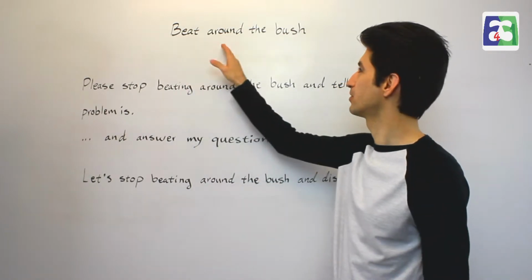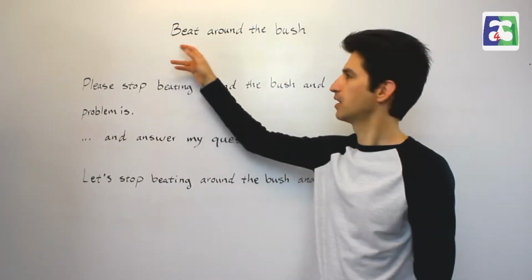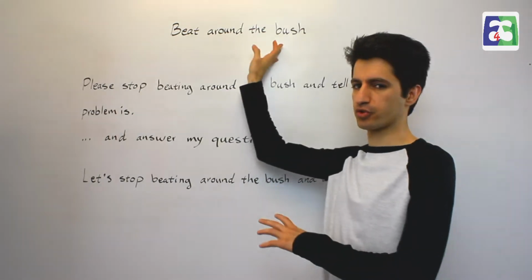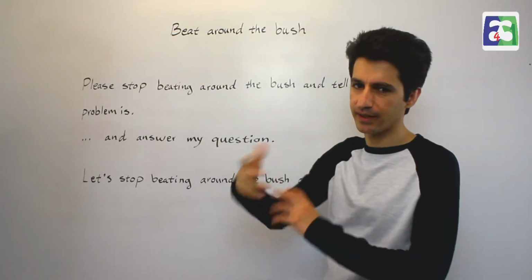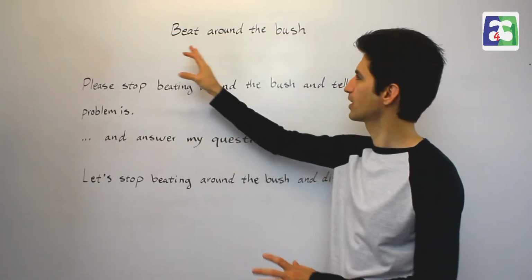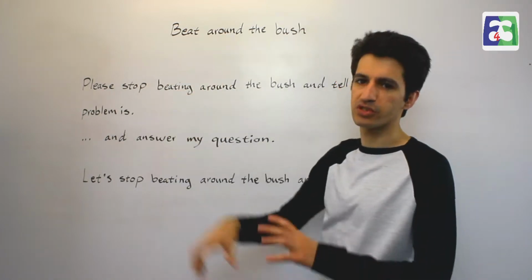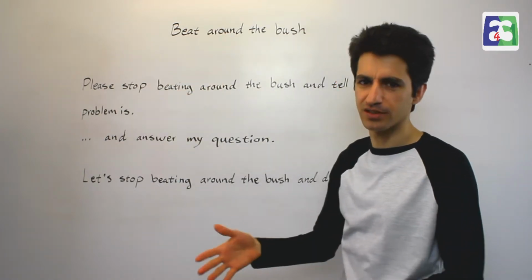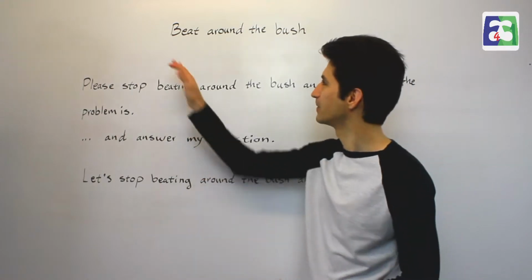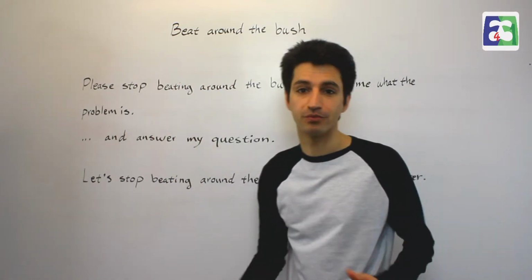Today in this video I'm going to talk about this sentence: beat around the bush, sometimes said beat about the bush. Well, "around" is mainly American, beat around the bush, and beat about the bush is mainly British. It is believed to be this way anyway.